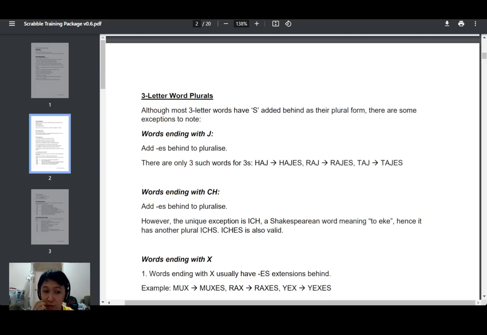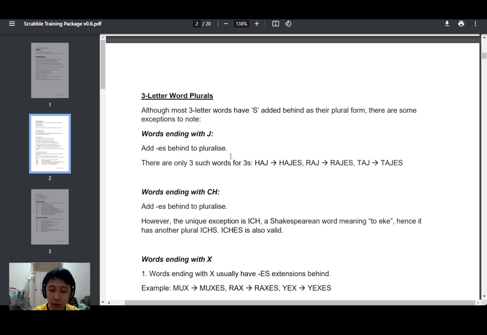Now I will be slowly moving into some content related to short words. So this page is on 3-letter words plurals. The idea is, although most 3-letter words have s added behind them, there are some exceptions.